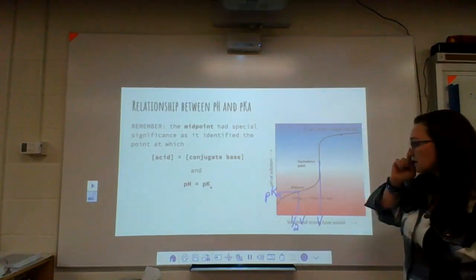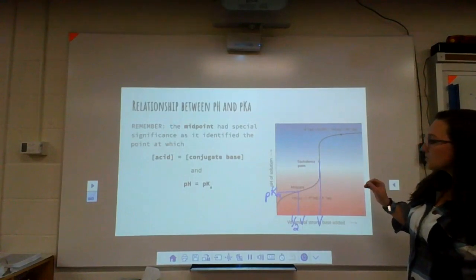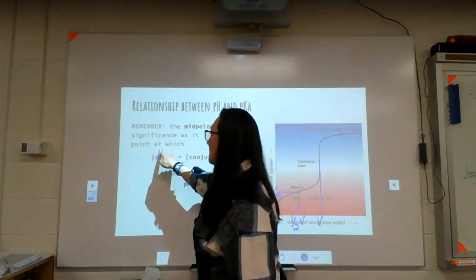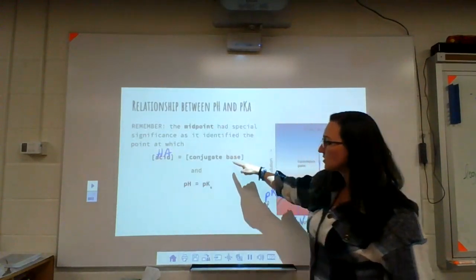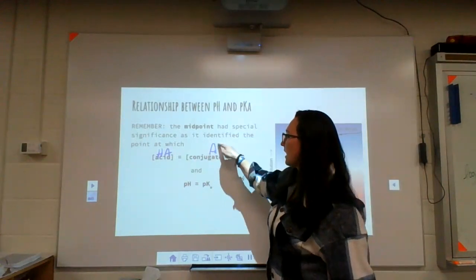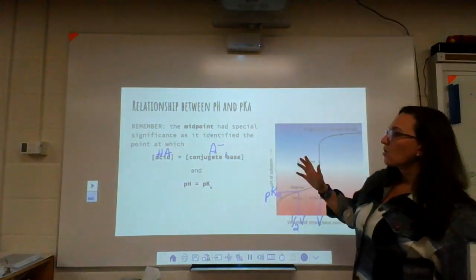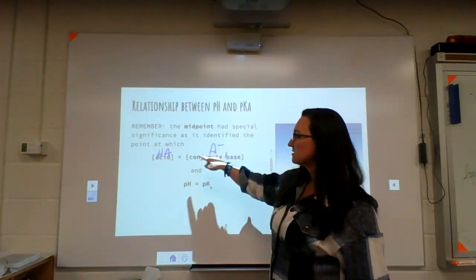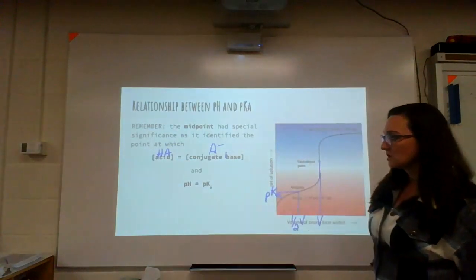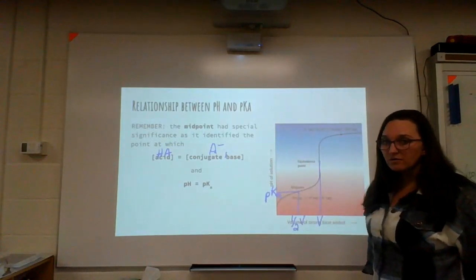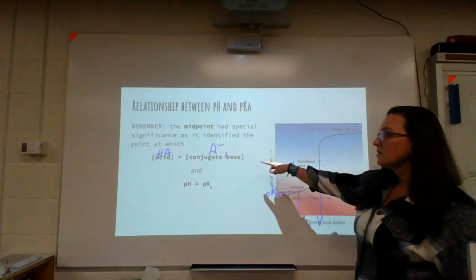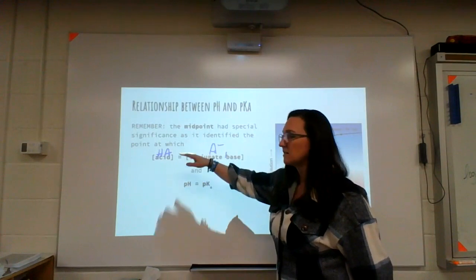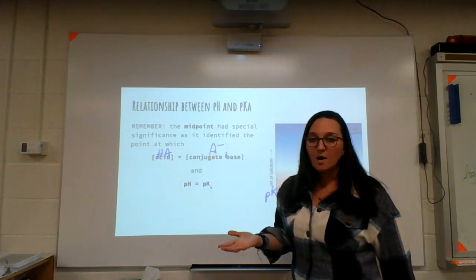Now here's the reason for this. So the pH is equal to the pKa because the concentration of the acid, or HA, is equal to the concentration of the conjugate base, or A negative. So the log of the conjugate base divided by the acid concentration is going to be 0 because when they're equal, the conjugate base divided by the acid is equal to 1, and the log of 1 is 0.